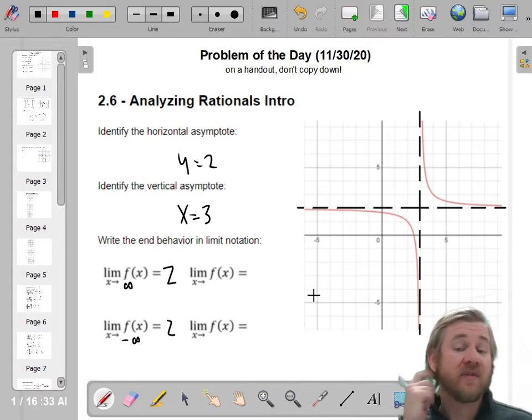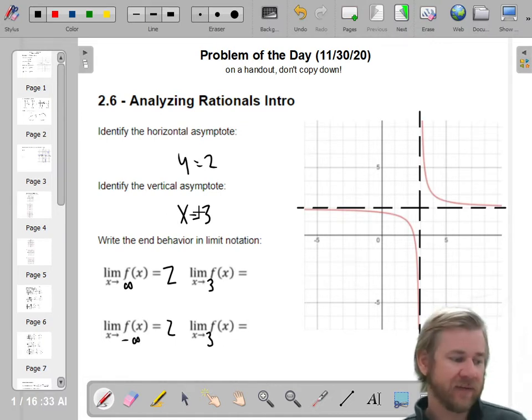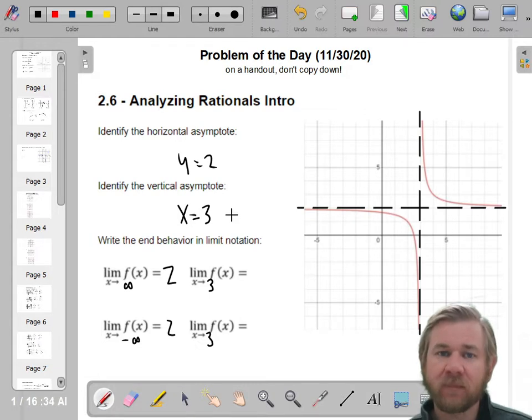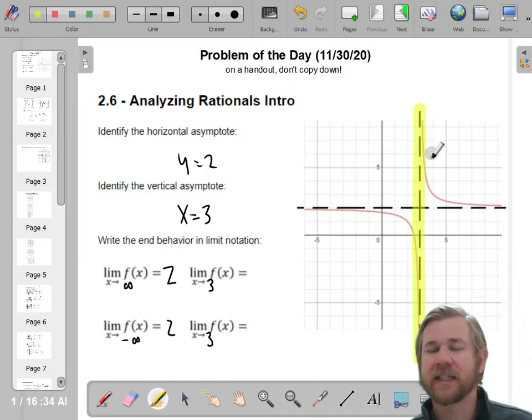Now, we're going to do vertical asymptotes, and this is a little bit different. So for the vertical asymptotes, the vertical asymptote is 3. So we're going to say as x approaches 3. Now I'm going to have 2 of these, and we're going to have to talk about y. X approaches 3. If you look at where x approaches 3, it's right there. There are two different sides to this. It's approaching 3 from the right and from the left.